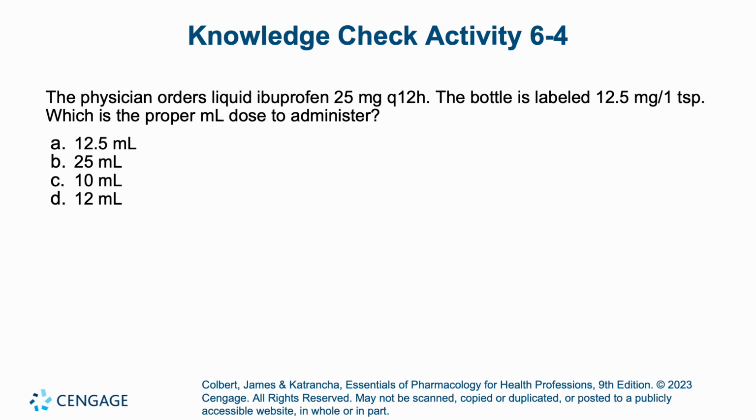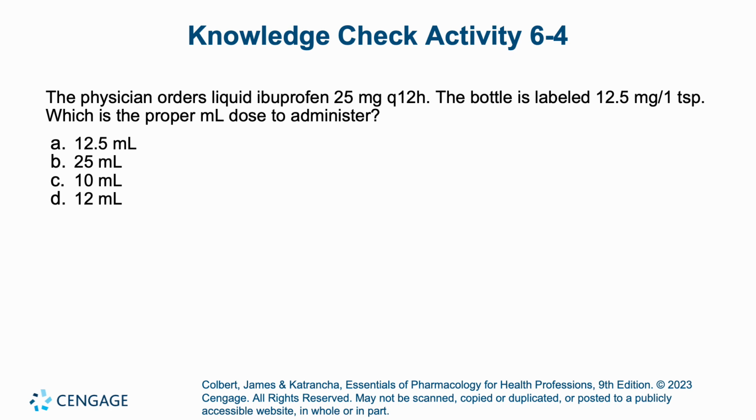Knowledge check. The physician orders liquid ibuprofen 25 milligrams q12 hours. The bottle is labeled 12.5 milligrams per 1 teaspoon. Which is the proper mL dose to be administered? A. 12.5 mLs, B. 25 mLs, C. 10 mLs, D. 12 mLs.